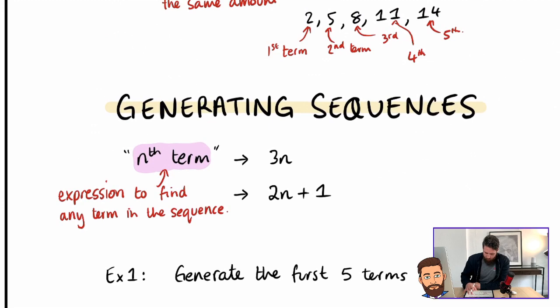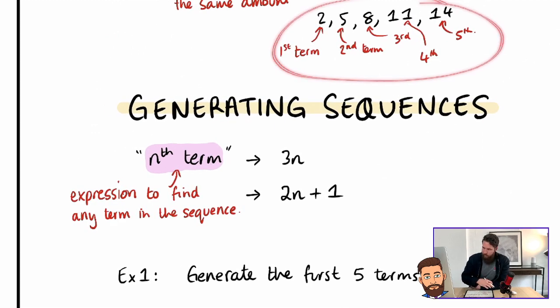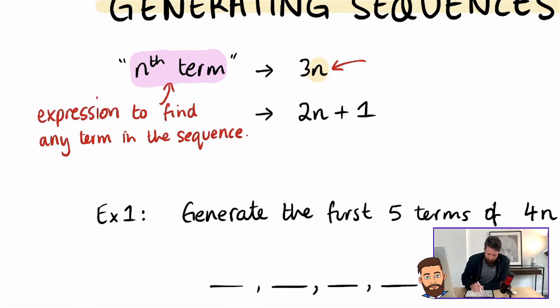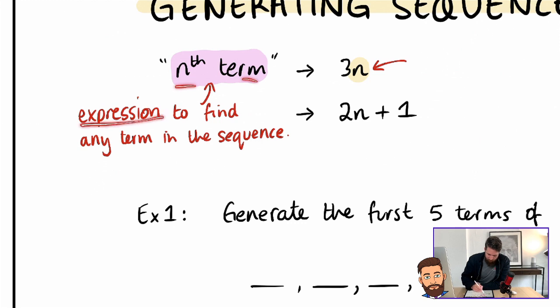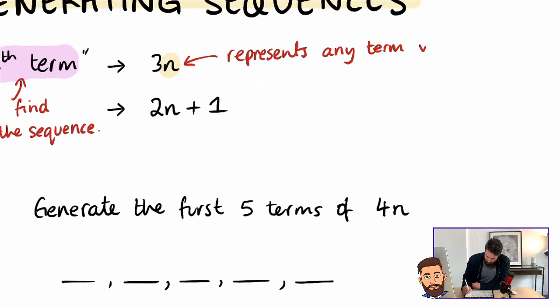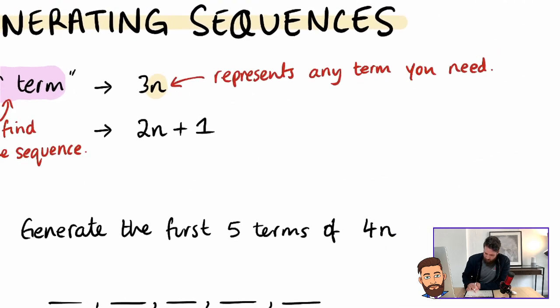So let's link this to the sequence that we wrote up here. The first thing that we should write down and highlight is this n. What does that n represent? If the nth term is an expression to find any term in the sequence, the n, we say, represents any term you need. Okay, so what do I mean by that? It represents any term you need.